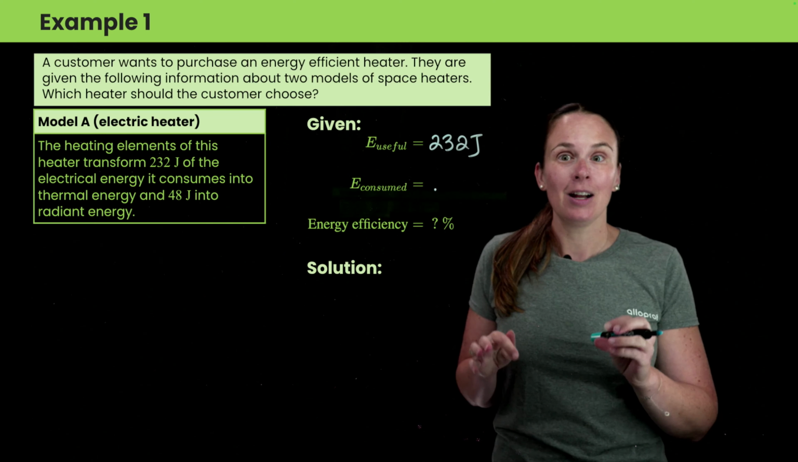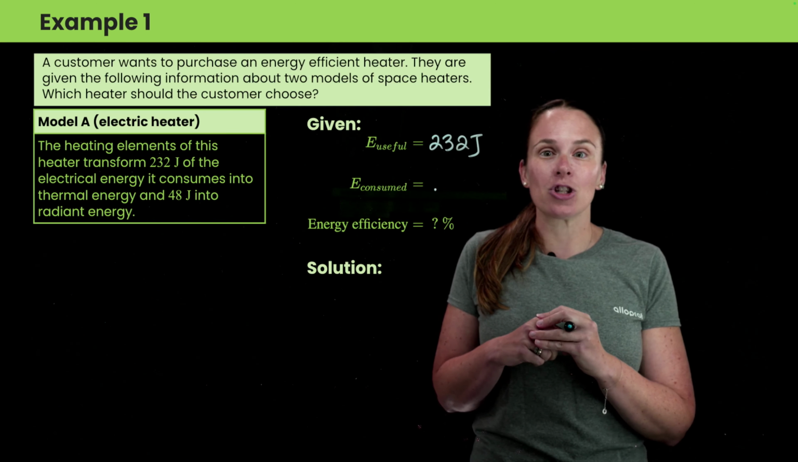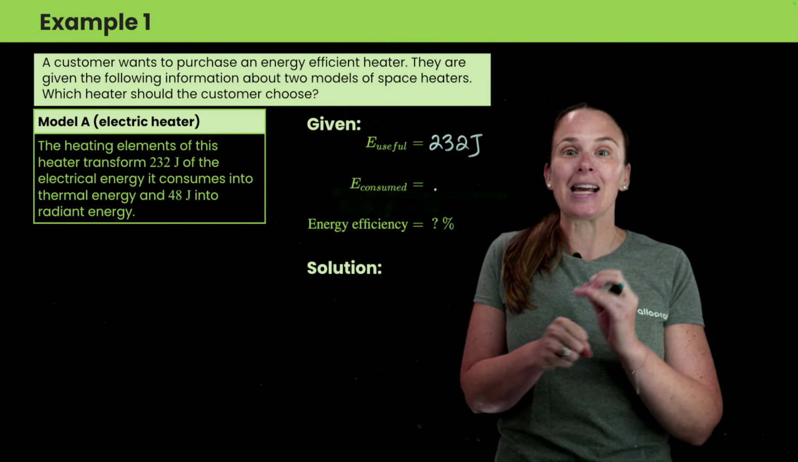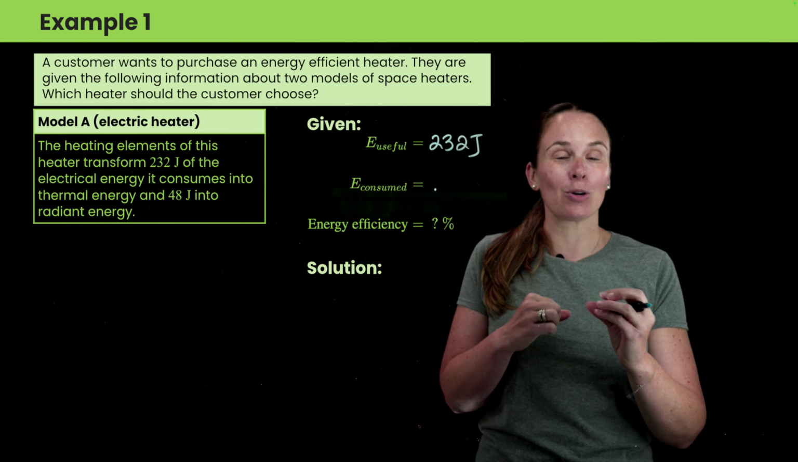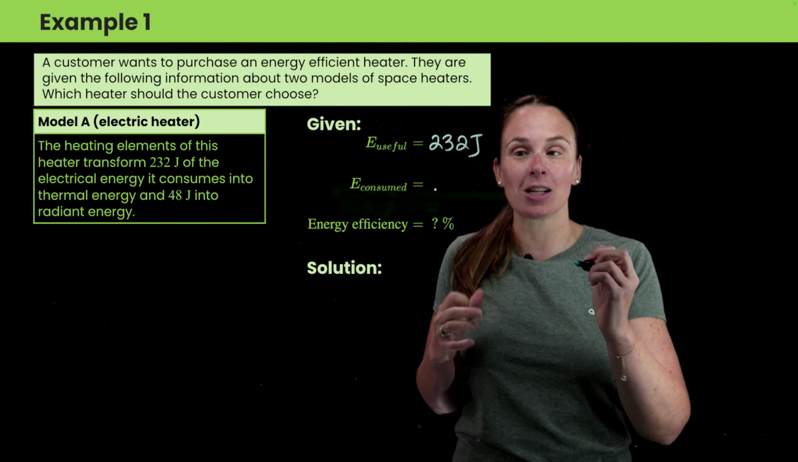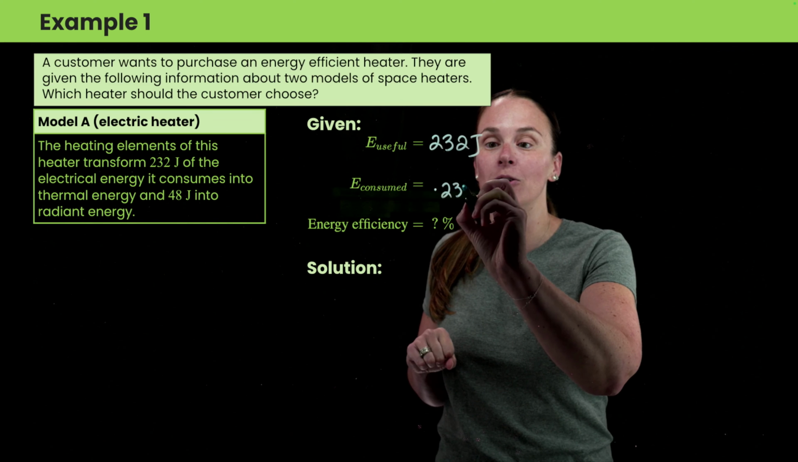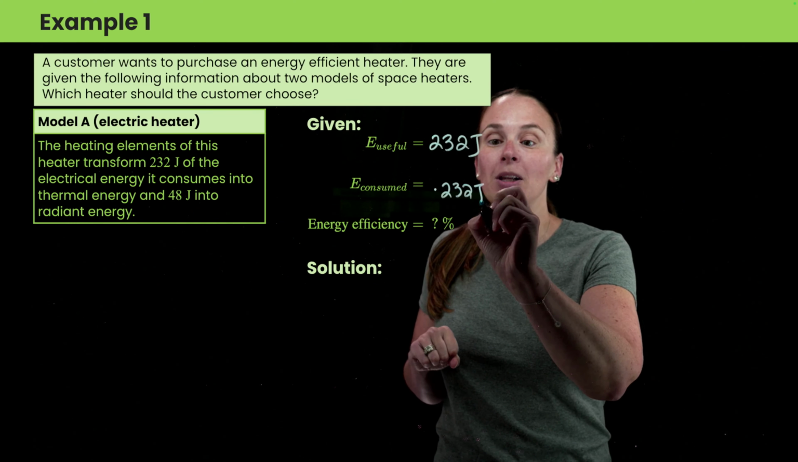Okay, it's done. Then after that, we have our energy consumed. And it says it in the question. And remember that in a closed system, we need to add those two together. So our energy consumed uses 232 plus the 48 joules. So we get a total of 280 joules in this system. Okay, and what are we looking for? We're looking for energy efficiency. So that's what we're trying to find here.